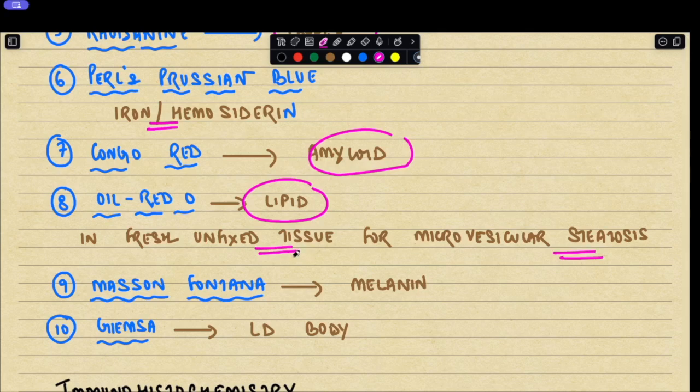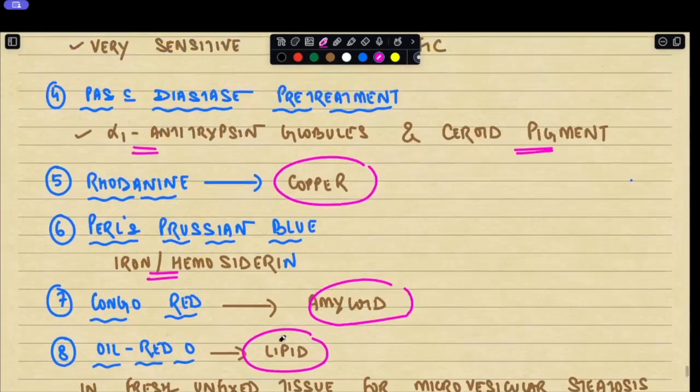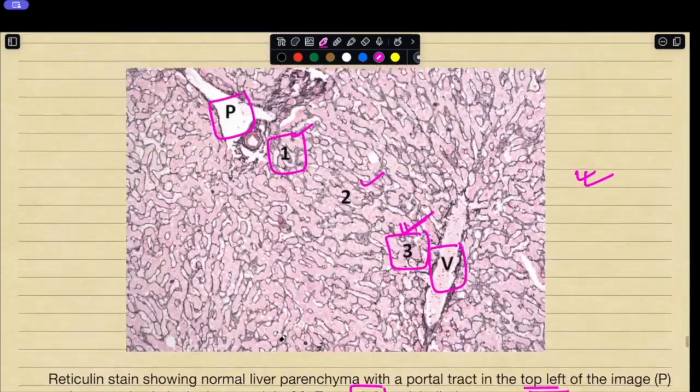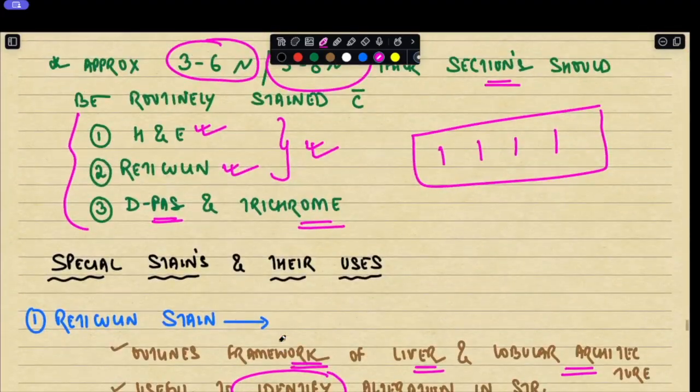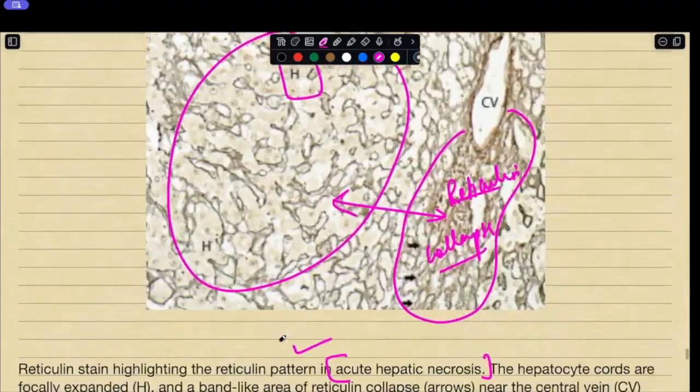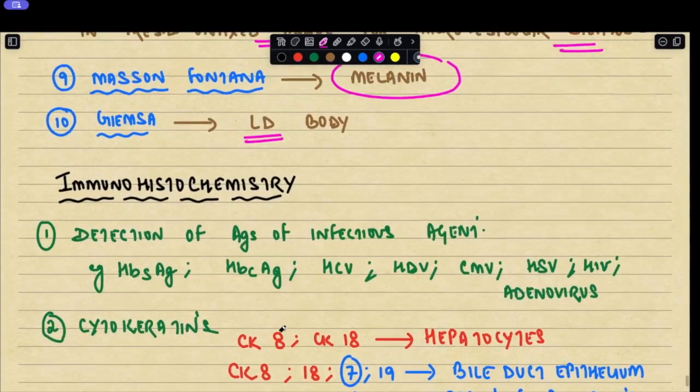Why in fresh unfixed tissue? I have already spoken about that in detail in the tissue processing part, so I am not discussing that again. Masson's Fontana for detection of melanin. GMSA can be used for detection of LD bodies. So this is about the special stains and the choice of stains that you are using in case of liver biopsy. Lastly, we are going to discuss immunohistochemistry.